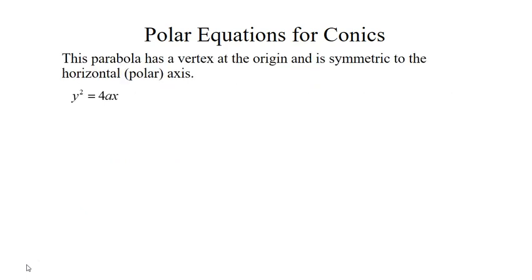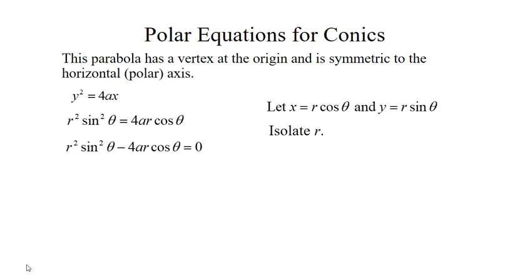Let's look at a parabola that has a vertex at the origin and is symmetric to the polar axis. So that would be y squared equals 4ax. Again, we're going to convert this to polar form by letting x equal r cosine theta and y equal r sine theta. And we're going to go through the same steps we did before by isolating r.